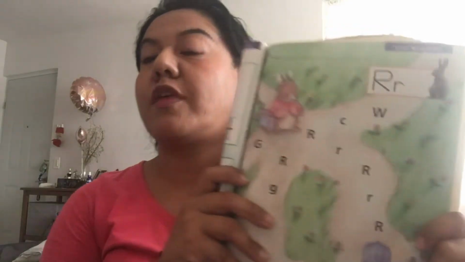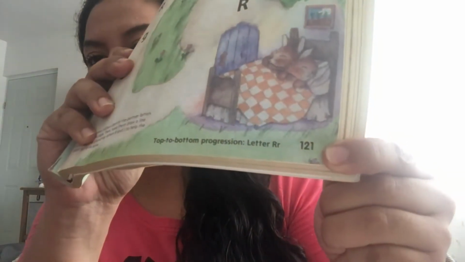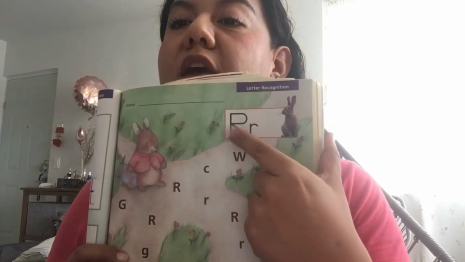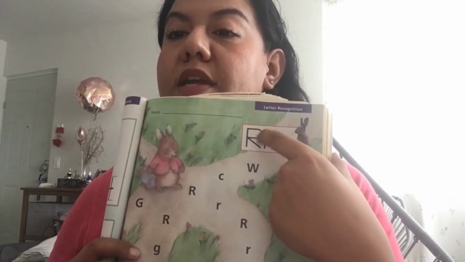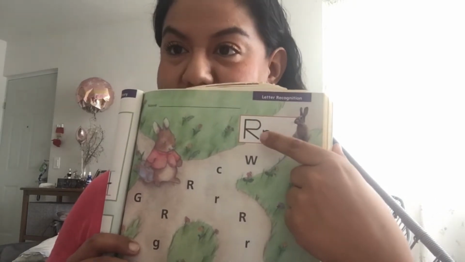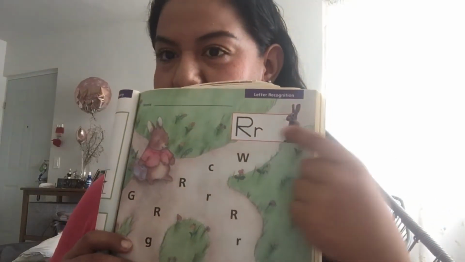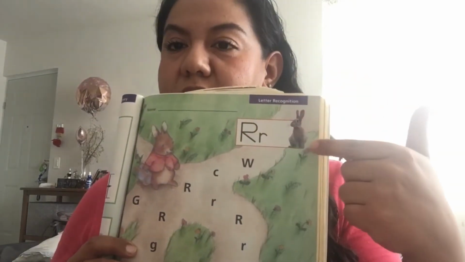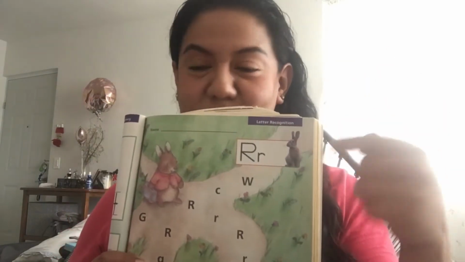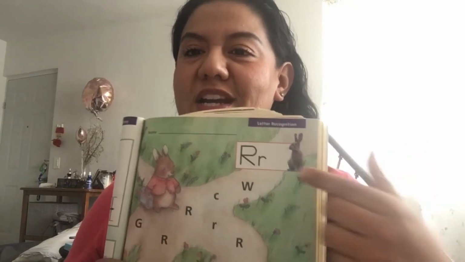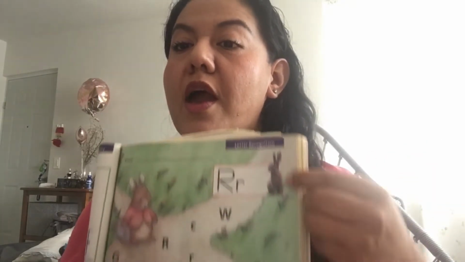Next, we're going to the phonics on page 121. We're going to start with the letter R. This is the uppercase of the letter R, and this is the lowercase of the letter R. And R is for rabbit. You know this one really well. R. And the sound of the R is R, R.